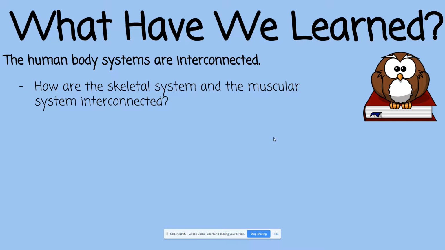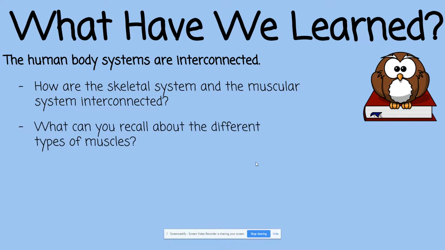Remember, the muscles are attached to the bones by tendons, and those muscles contract or relax depending upon what they are needing the bone to do. Remember that it takes two muscles to make any bone move. One does the contracting, one does the relaxing. What do you recall about the different types of muscles?